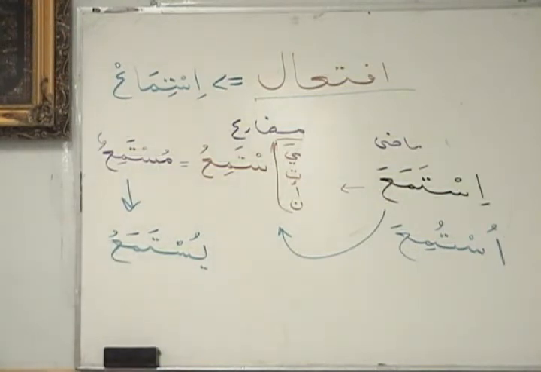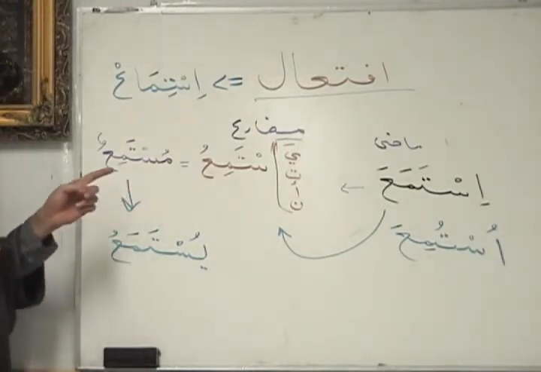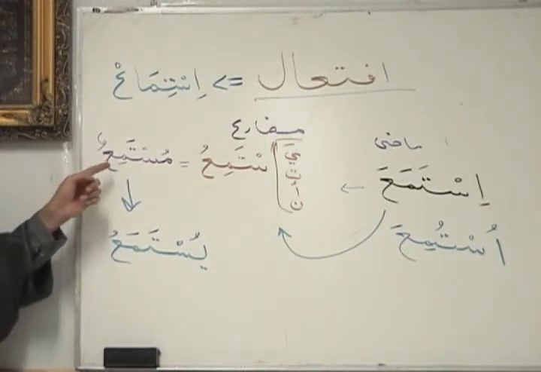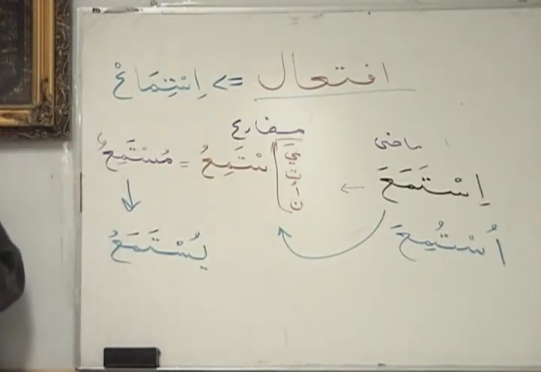Get rid of the mudari' letter, which is hamza, ta, alif, or noon, and the other thing you need to do is add a tanween at the end: mustami'un. So yastami'u we change to mustami'un. This is ism fa'il, the name of the doer. Mustami'un means the one who listens, right?